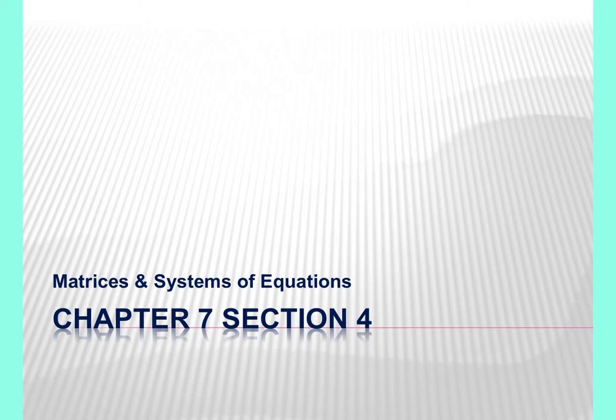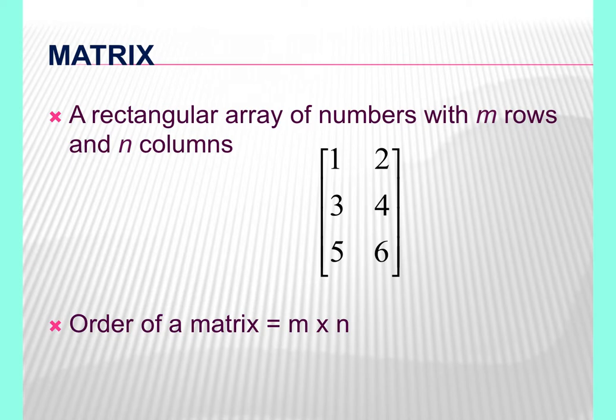So a matrix is basically just an array of numbers. There's no letters involved in matrices. Okay, it looks like a little grid. There are rows and columns. So this is an example of what a matrix would look like. It's defined as a rectangular array of numbers with m number of rows and n number of columns.